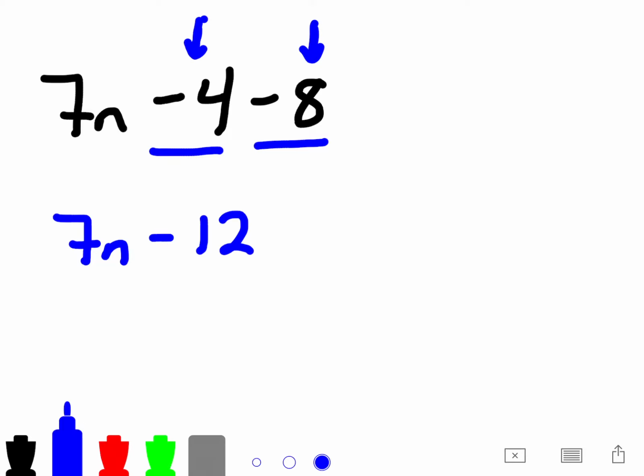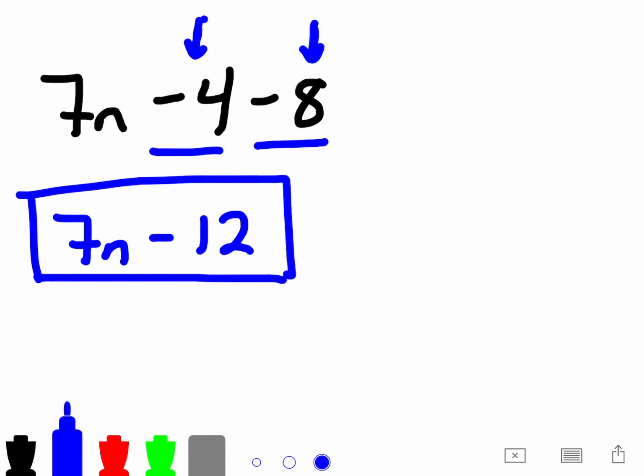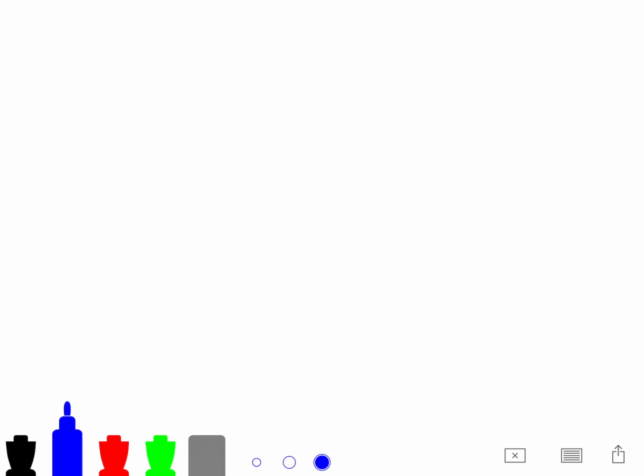So remember our practice on combining integers, on adding and subtracting integers. Can I combine a 7n and a -12? I can't. So this is as simple as it gets. Now, this does get a little bit more complicated. So let's talk very quickly about the law of distribution in combination with this.